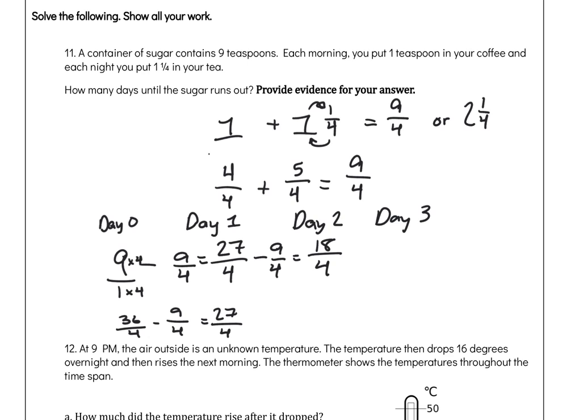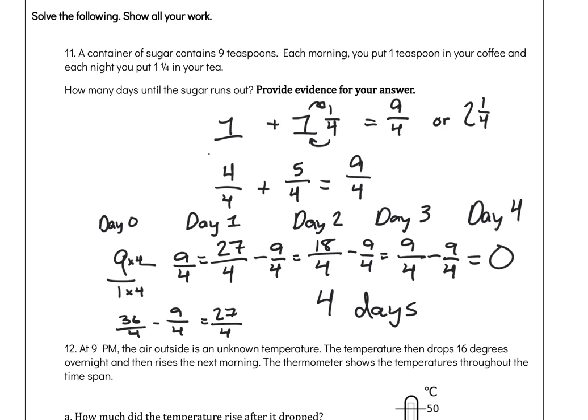Day three comes and we use another 9, so we're going to take away 9/4. And we end up at 9/4, meaning after day four, when we take away our 9/4, we end at 0. So what it's asking is how many days was it until my sugar ran out? Well, we had enough to cover 4 days worth of however much sugar I use. 1 teaspoon in the morning and 1 1/4 at night.